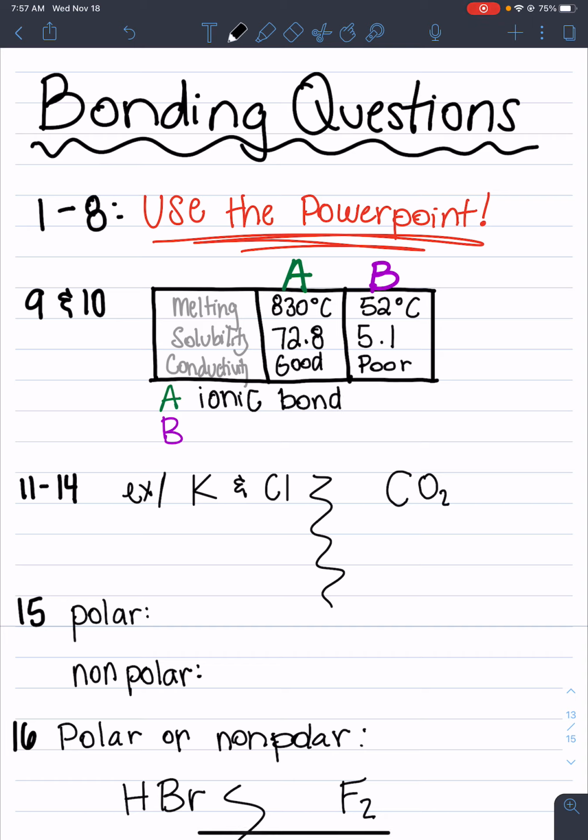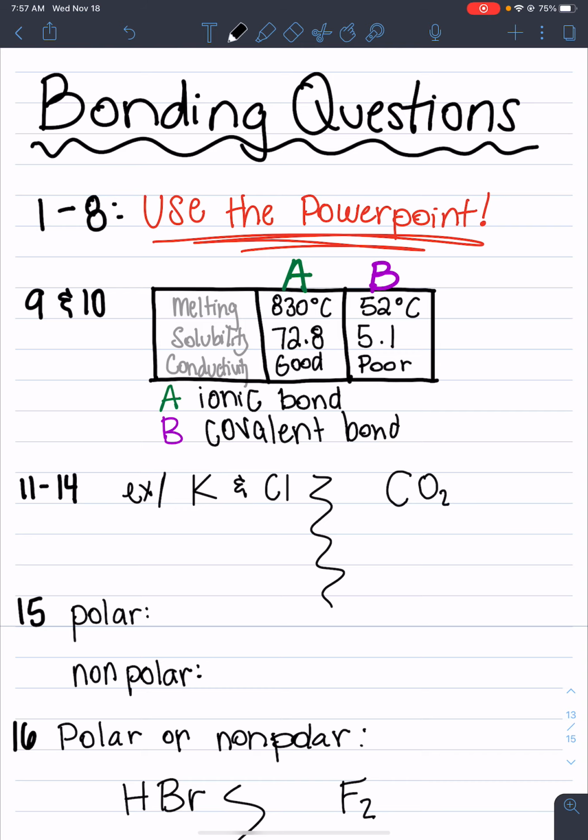All right, the next one, we'll have to figure it out. And so the melting point is at 52 degrees Celsius. You'll notice it's a lot lower than this one. So this has a lower melting point. It also has a solubility of 5.1, and it's a poor conductor. So this is all lower, and it's a poor conductor. So that tells us that this is a covalent bonded molecule.